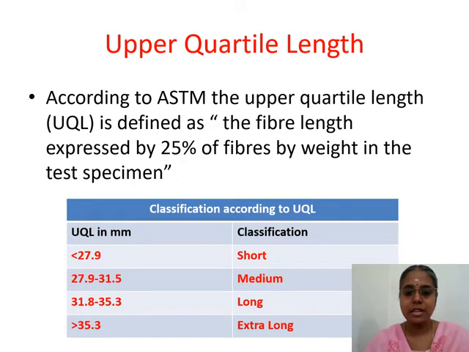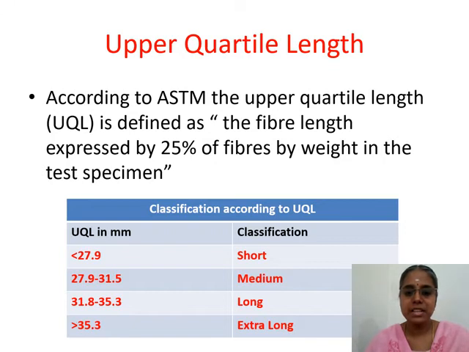According to the upper quartile length, the fibers are classified as short if the upper quartile length is less than 27.9. If it is between 27.9 and 31.5, then it is termed medium. If it is 31.8 to 35.3, then it is classified as long fibers.